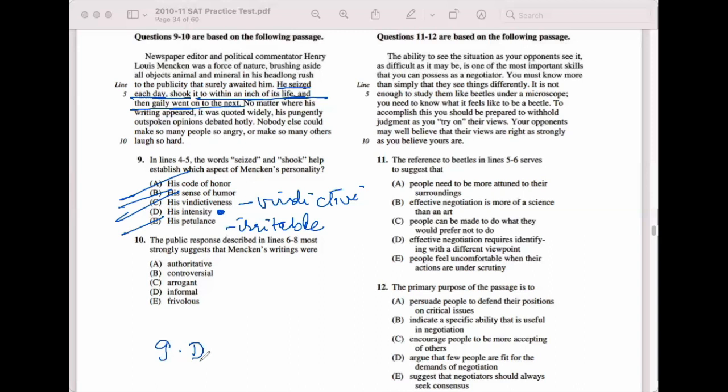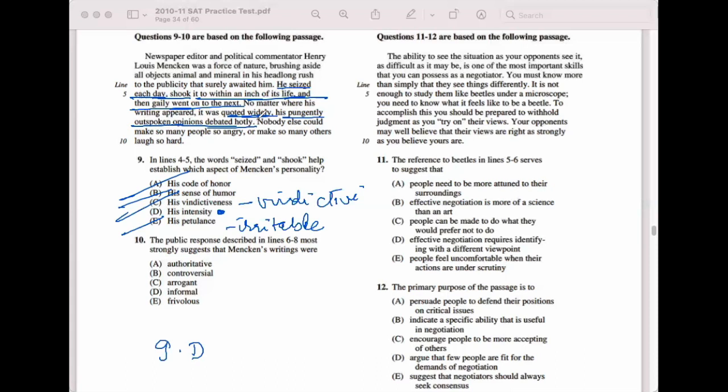Okay. Question 10, the public response described in lines 6 to 8 most strongly suggests that Mencken's writings were. So you can see that no matter where his writing appeared, it was quoted widely. His pungently outspoken opinions debated hotly. So one is that he was a popular writer, right? A lot of people quoted him, a lot of people read him, but also he inspired debate, right? His views were not those that were readily accepted by everyone. So he inspired debate.